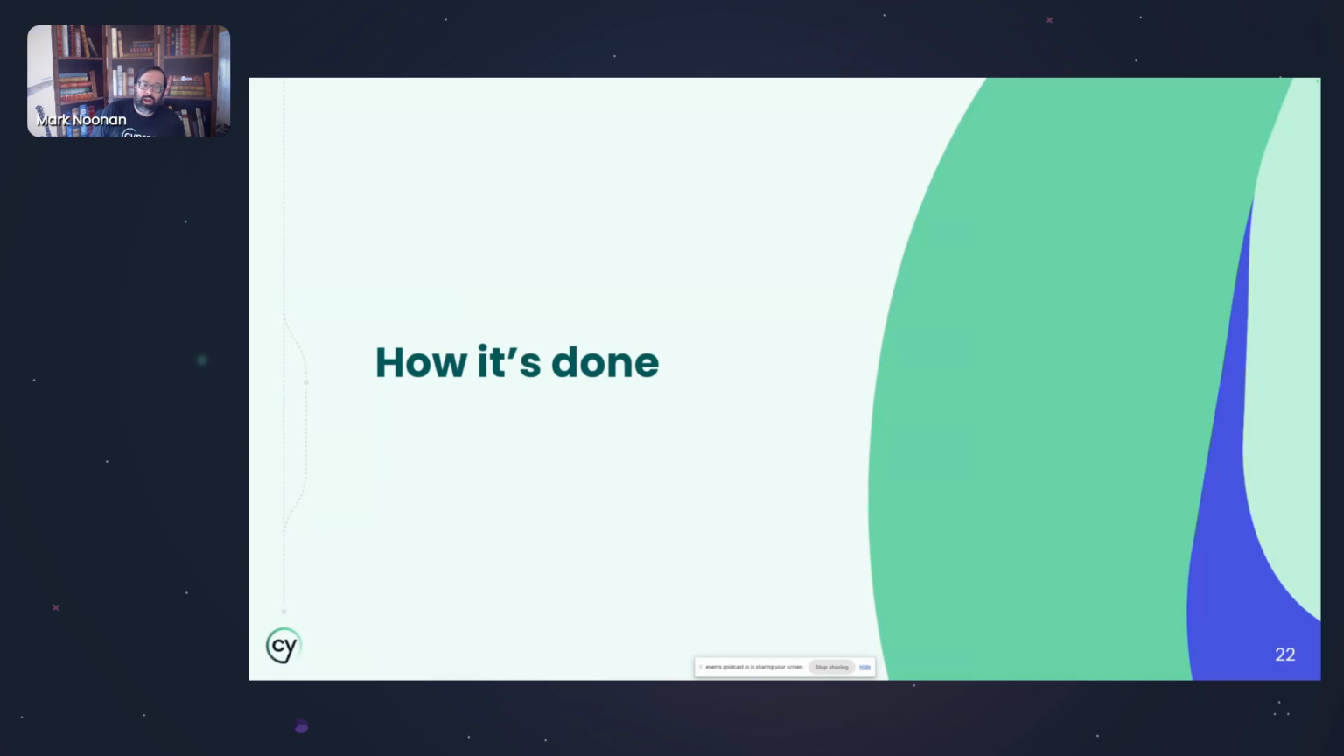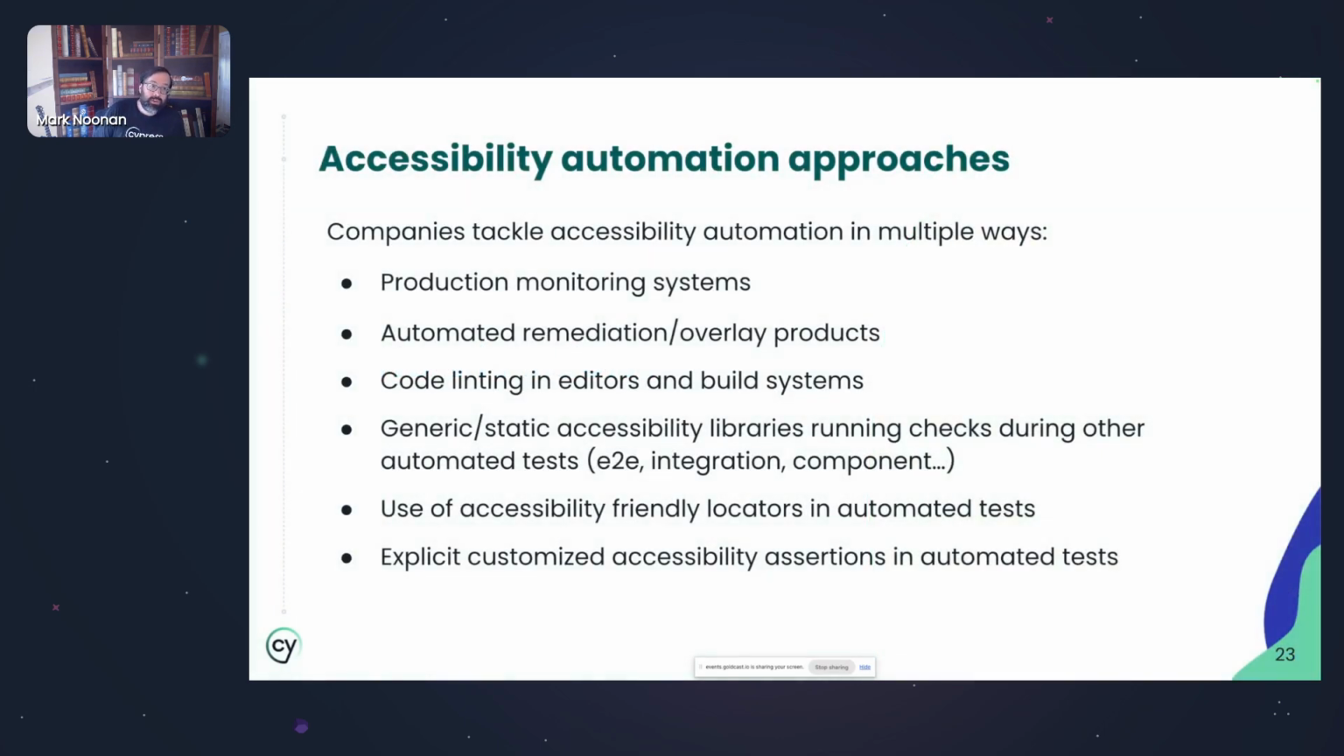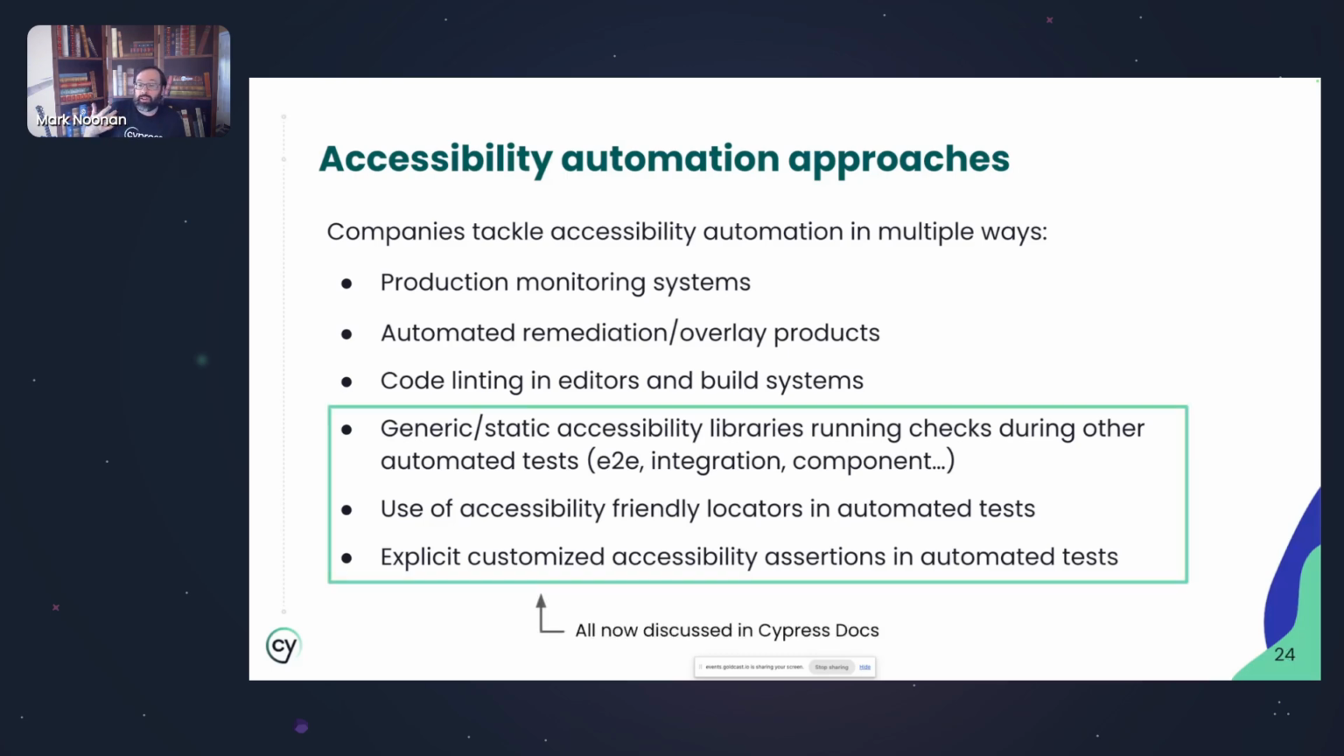Here's a little bit about how automation works. So there's several different approaches to automation for accessibility. There's production monitoring and there's code linters. All of those have their place. We're really going to focus on this area. And these three things, right, using specific locators, doing customized accessibility specific checks, and then also having these generic and static checks.